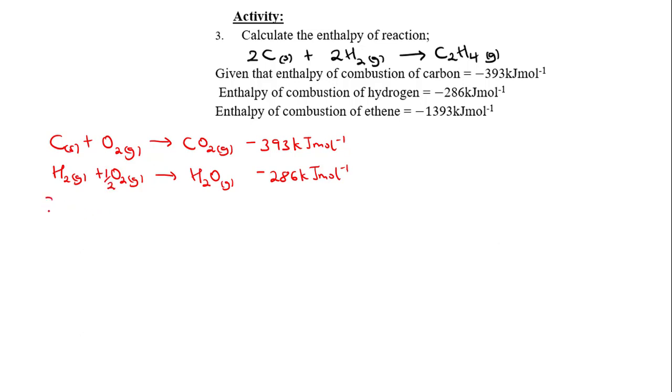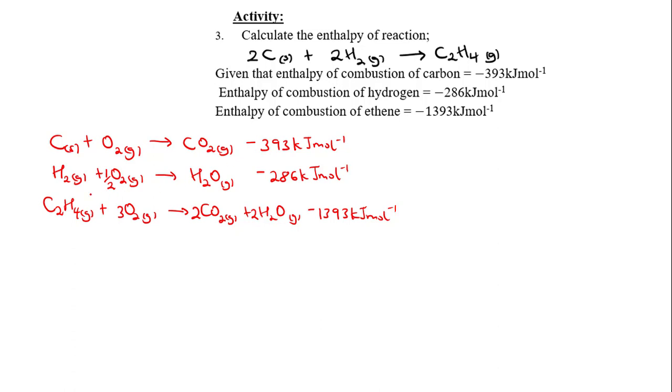We also have ethane, C2H4, which is our gas, in the presence of oxygen gas. It will form carbon dioxide plus our water, and the heat given off is minus 1393 kilojoules per mole. We also need to balance this equation. We shall put here a 2 and a 3. So the first part is done.